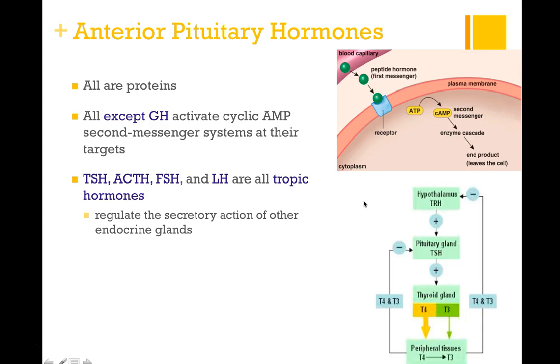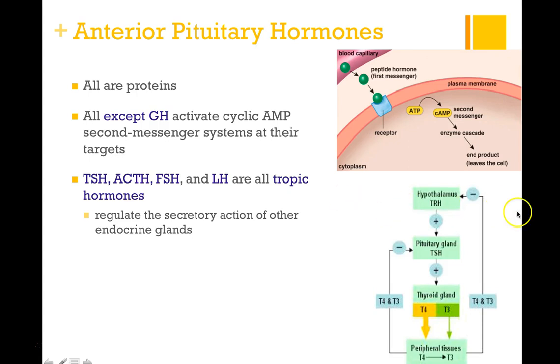Some of these hormones, such as TSH, ACTH, FSH, and LH, are all tropic hormones. So what are tropic hormones? They are hormones that have other endocrine glands as their target. So more on that in just a little bit.